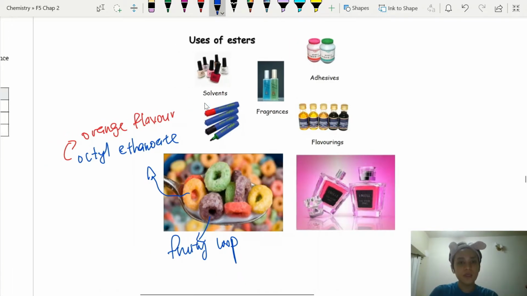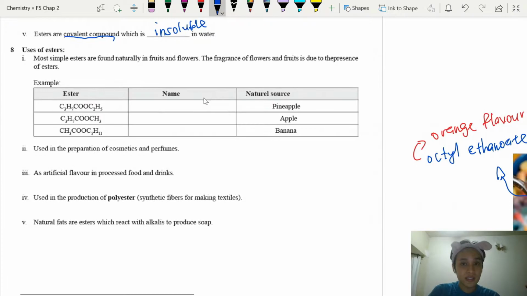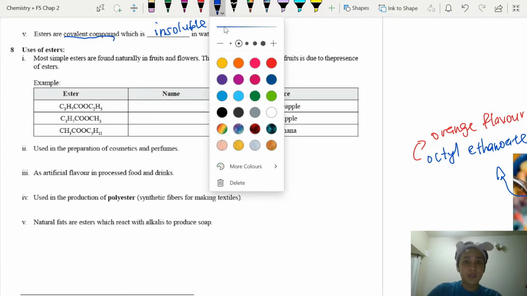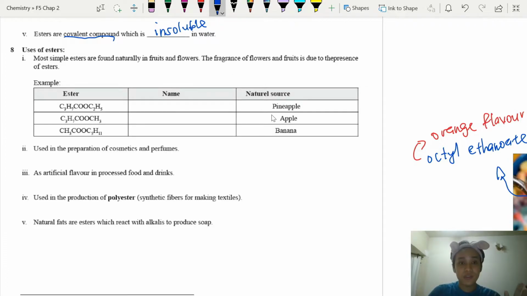Technically for esters, we have natural sources and also synthetic. A lot of your soft drinks use synthetic flavors, meaning they are actually using esters. For example, pineapple. Which ester will give you the pineapple? When they give you the molecular formula, you need to be able to write out the name.